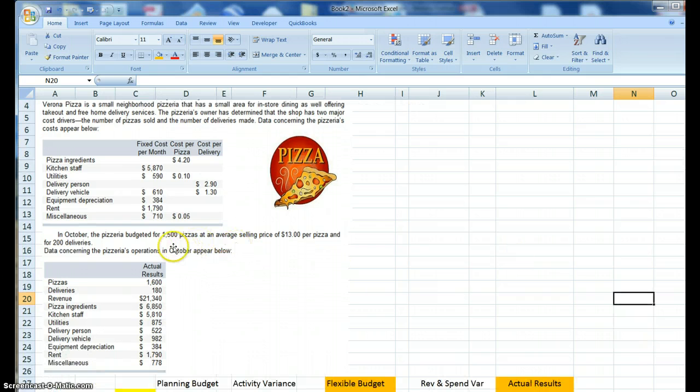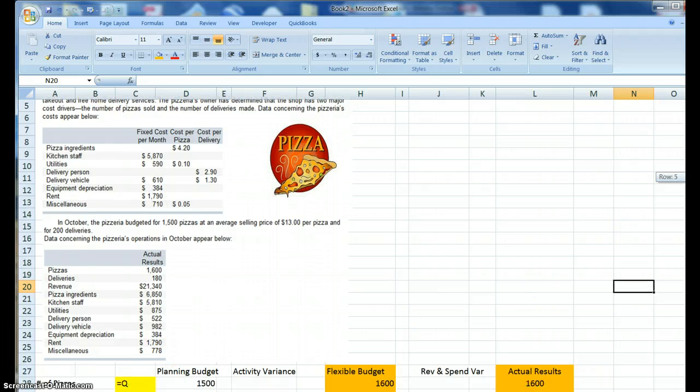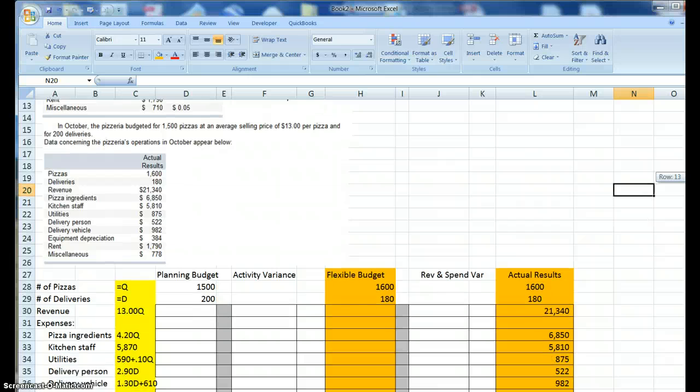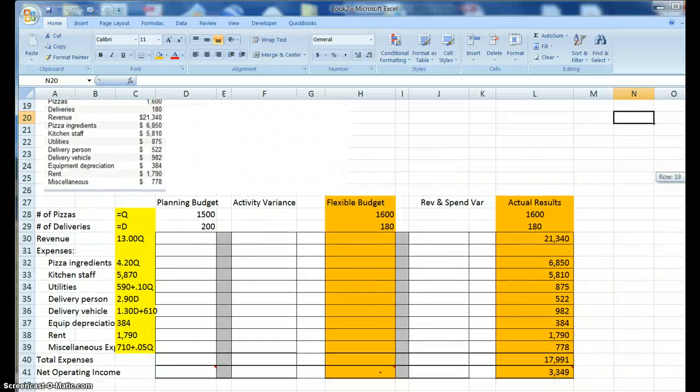Their anticipation was that they would sell 1,500 pizzas at an average price of $13 and that they would have 200 deliveries. Their actual results for the month of October are shown below. The actual results I have put into a flexible budget formatted Excel sheet. So those values with 1,600 pizzas and 180 deliveries, the $21,000 of revenue, and all their cost data. I already computed the net operating income based on revenue minus my total expenses, which provides me with my income.